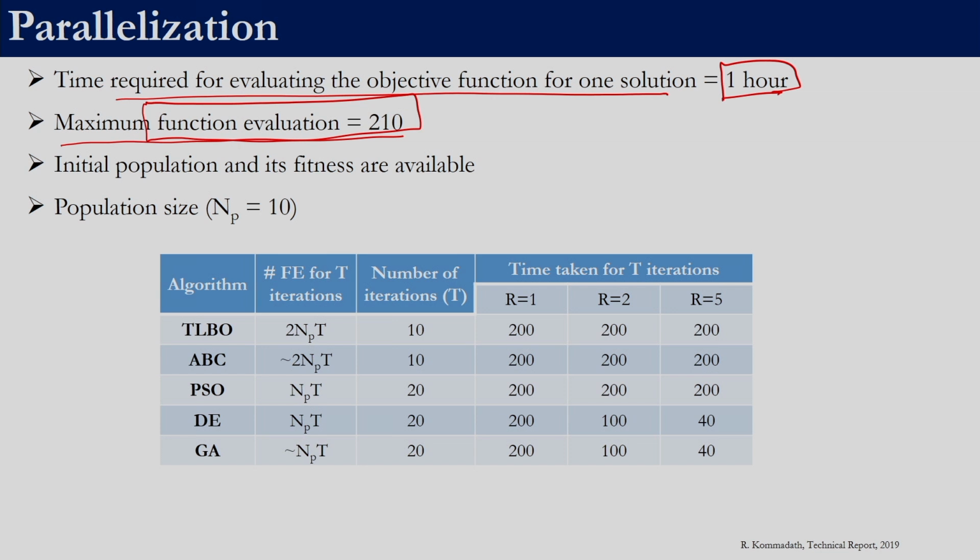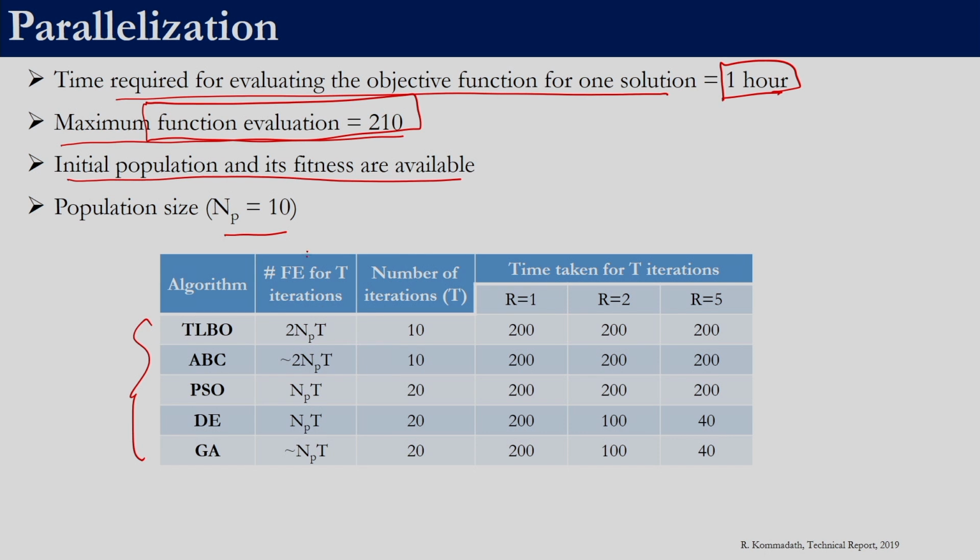And to simplify it, we have also assumed that the initial population and its fitness are available, right. The initial population is also given, its fitness is also given. So, we do not need to calculate the fitness of the initial population. So, that is given, and we take a population size of 10, right. In this case, how these 5 algorithms benefit from parallel computation, that is what we are discussing in this slide.